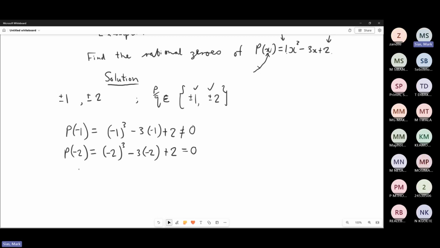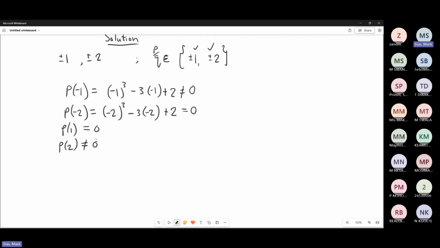You guys can then substitute. You can check, sorry, also for 1. What P of 1 gives us. And you will see that P of 1 gives you a 0. P of 1 is equal to 0. You guys can confirm that. And P of 2 gives you also a non-zero answer. P of 2 is not equal to 0 when you do the substitution there. So the roots of interest here are minus 2 and 1.